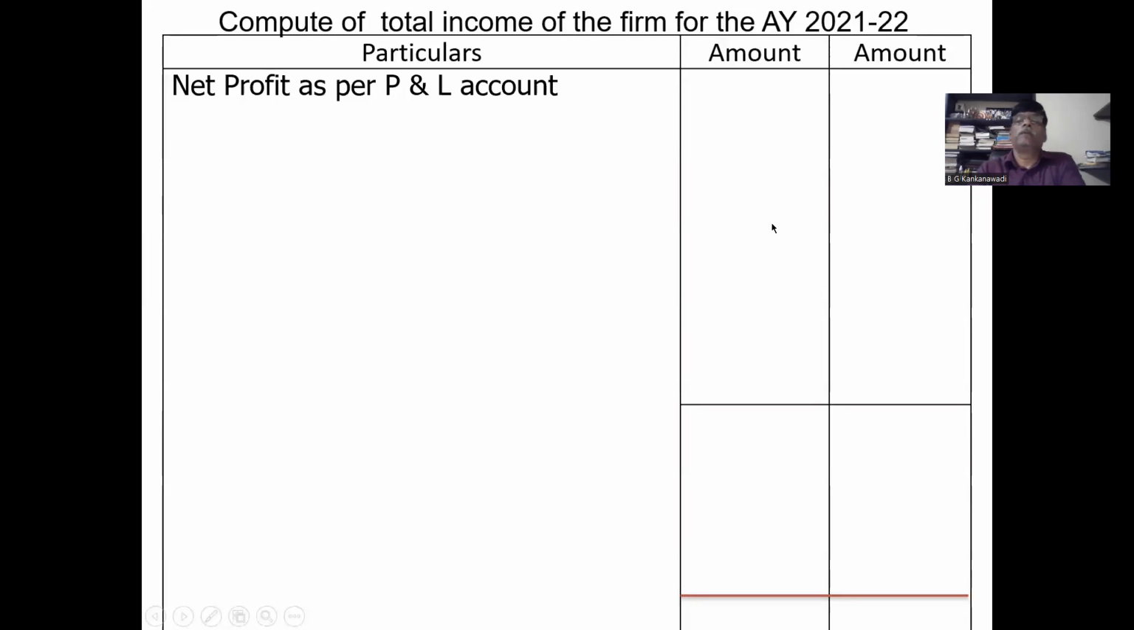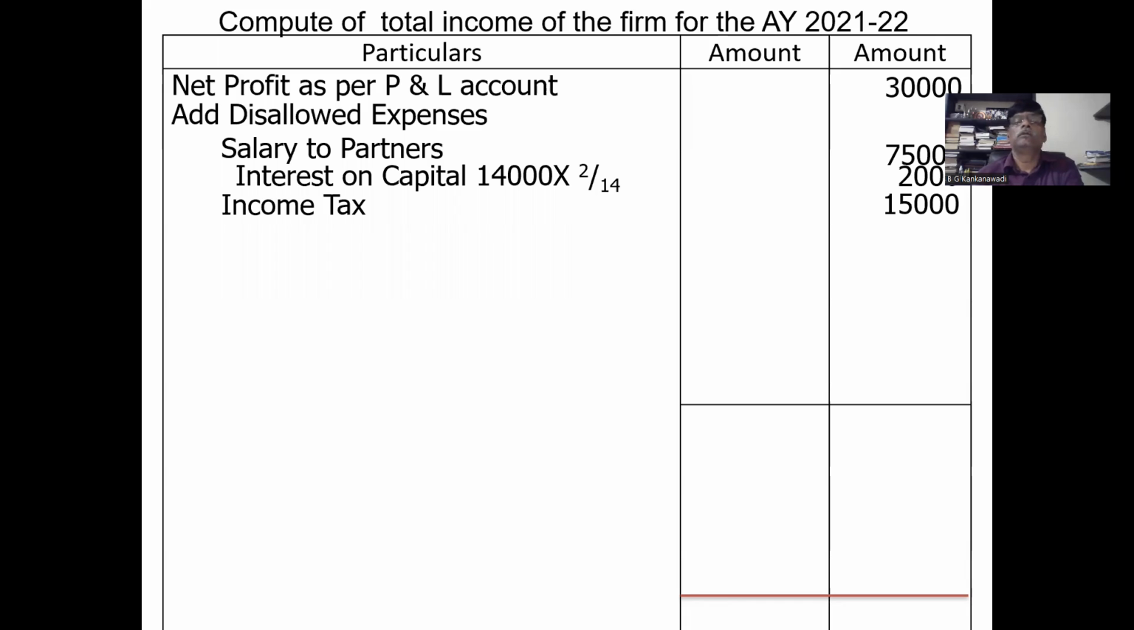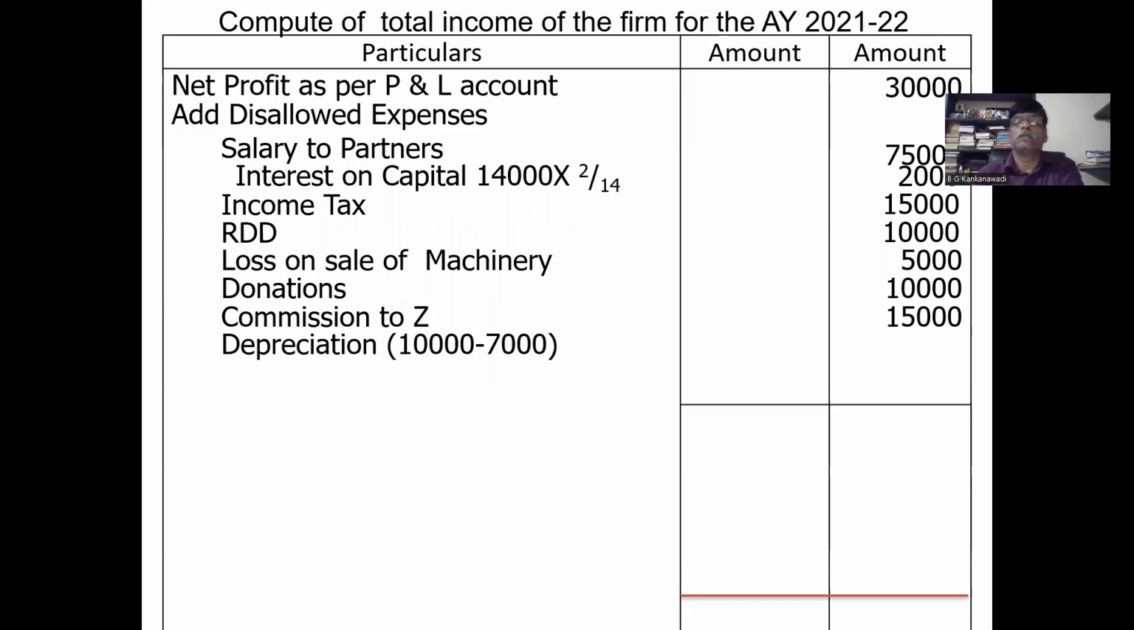Net profit as per P&L account is 30,000. Add disallowed expenses. Partner salary 75,000. Interest on capital 14,000 into 2 by 14, 2,000. Income tax disallowed. RDD disallowed. Loss on sale of machinery disallowed. Donation disallowed. Commission to partners disallowed. Depreciation 10,000 minus 7,000.